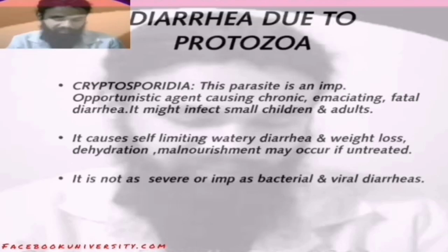Diarrhea due to protozoa. Cryptosporidium. This parasite is an important opportunistic agent causing chronic emaciating and fatal diarrhea. It might infect children, adults and infants. It causes self-limiting watery diarrhea and weight loss. Dehydration and malnutrition may occur if untreated.